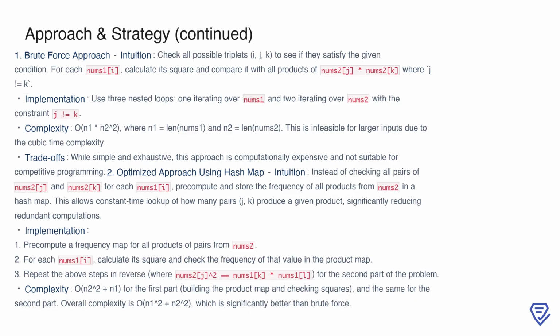To address this inefficiency, we can turn to an optimized approach using a hash map. Here, we pre-compute the frequency of all possible products from the second array and store them in a hash map. This allows us to quickly check how many pairs produce a specific product, eliminating redundant calculations. The same logic can then be applied in reverse to handle the symmetry in the problem, where the square of a number in the second array is compared to products from the first array. This reduces the overall complexity to n1*2 plus n2*2, which is a significant improvement.